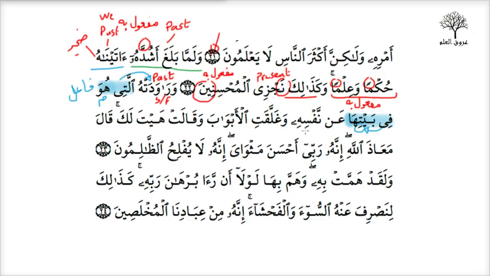Okay, and عن نفسه, حرف جر, and that's متعلق to راودت. Okay, وغلقت, واو عطف. غلقت, this is originally غلقت, and they put a kasra here because of التقاء الساكنين, basically a tajweed rule. So غلقت is past single feminine. الأبواب is the مفعول به.